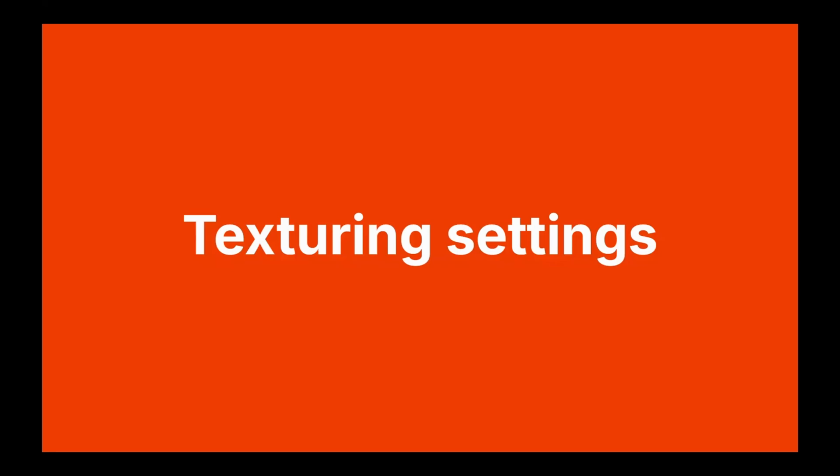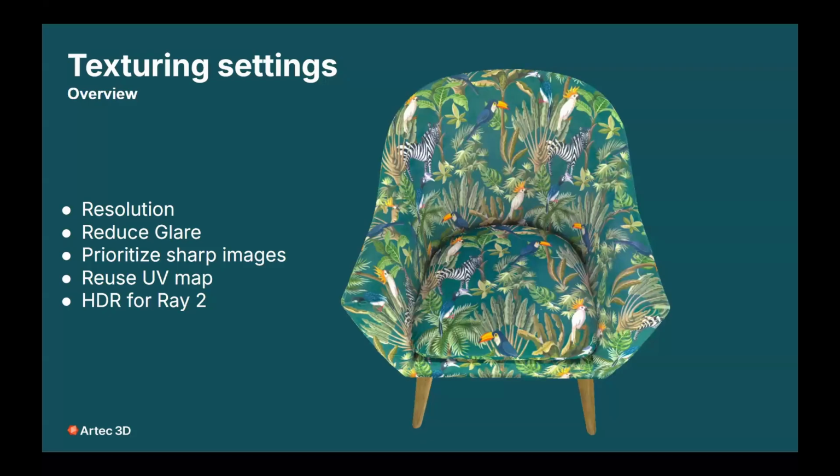Now let's move on to the texturing settings inside of Artec Studio. Let's go through a quick overview. First of all, we're going to cover the resolution, and in which case we need to set which resolution. Then we're going to talk about the reduce glare option and how to get the best results with it, prioritize sharp images, reuse UV map, and finally, we're going to cover the HDR for Ray II to achieve the best color accuracy and quality.